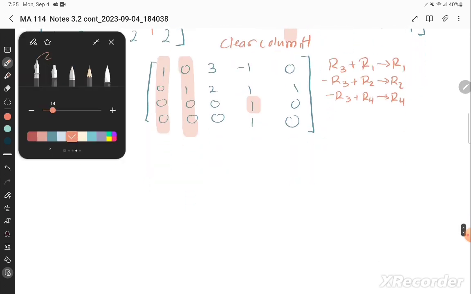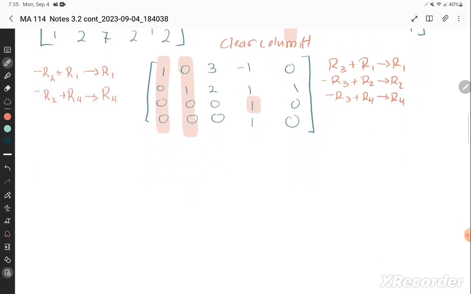Now, what's going to happen here is row 1 is going to be like this. I'm going to get 1, 0, 3, 0, 0. Column 2, well, not the same. I got 0, 1, 2, 0, 1. It's not a 6, that's a 0. And then I get 0, 0, 0, 1, 0, then 0, 0, 0, 0, 0.